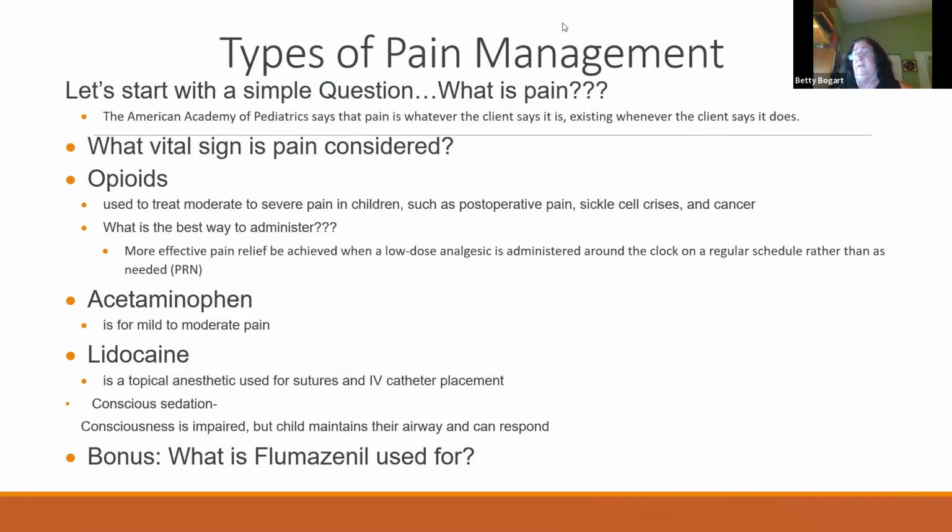So the question, what is pain? Well, it's whatever they say it is. You cannot say, well, you don't look like you're an 8, you're sitting there laughing. Well, that might be the way the client tolerates it or deals with it, right? It is pain whenever and however they say it is. And that's according to the American Academy of Pediatrics.